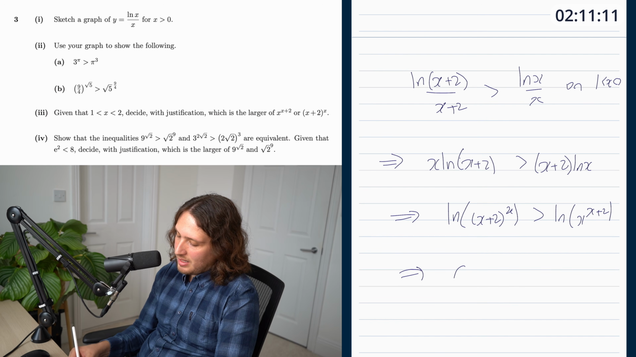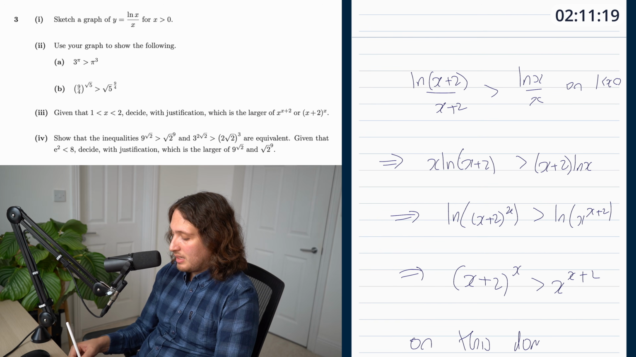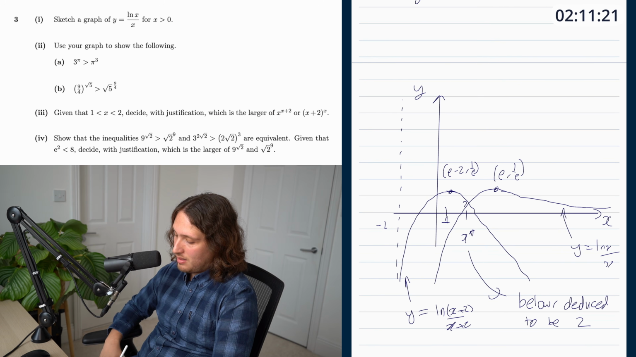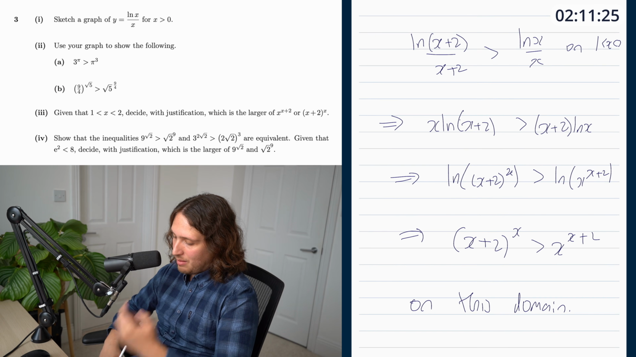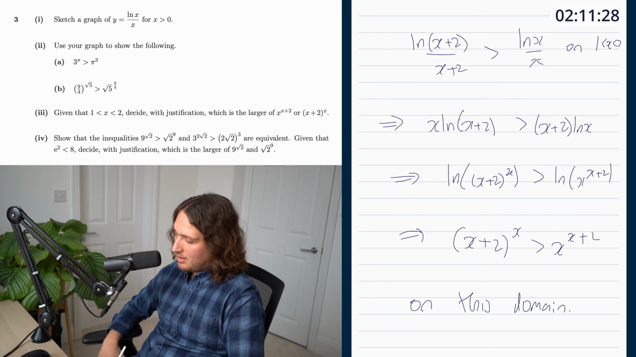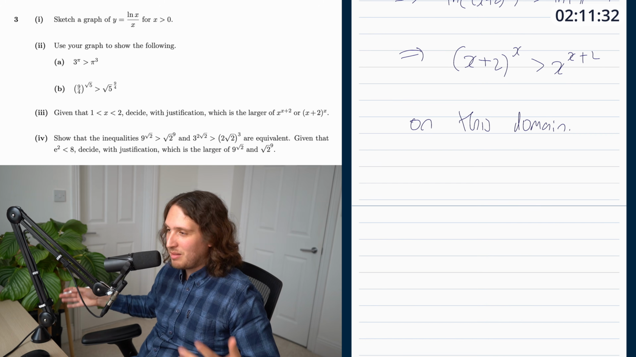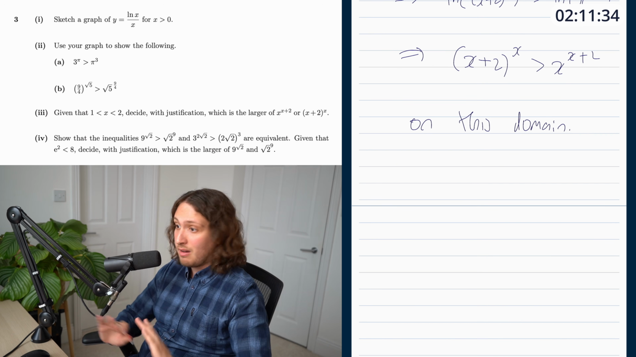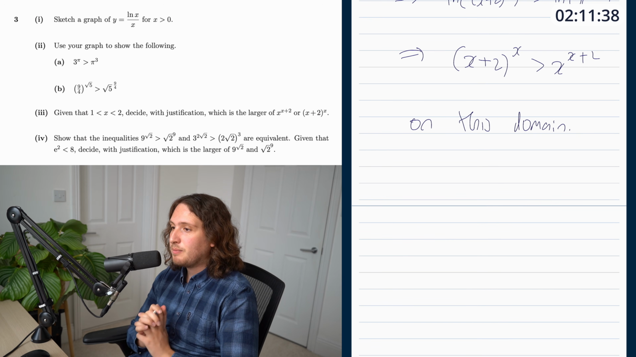And that implies x plus 2 to the x is bigger than x to the x plus 2 on this domain. Okay, that was a bit weird. I'm sure I'll kick myself when I look at the mark scheme and see that there's something much more obvious we could have done. But I think that argument is completely fine and works.